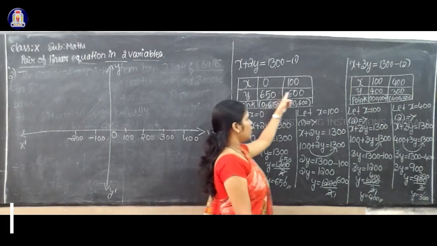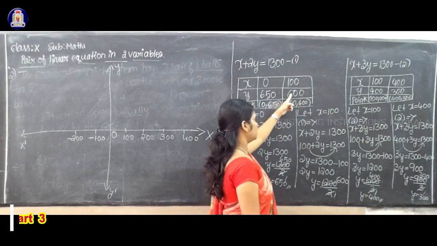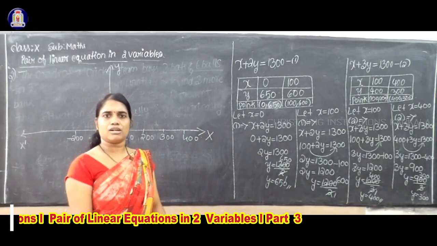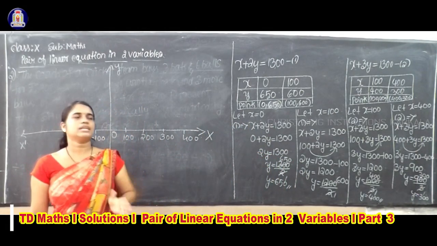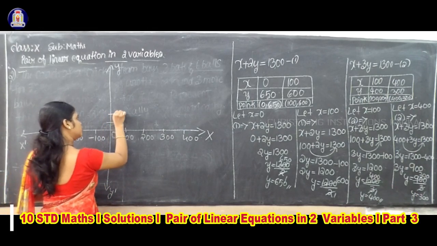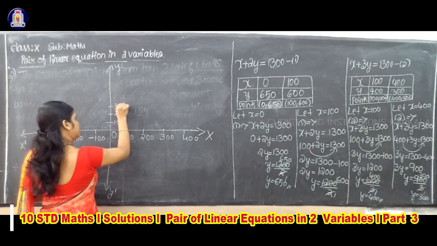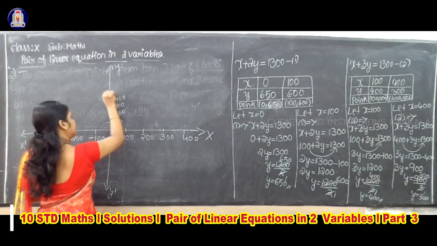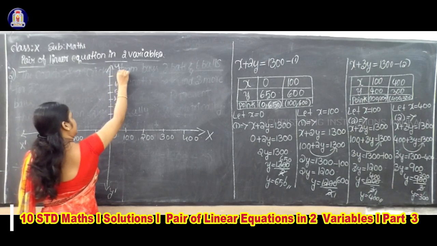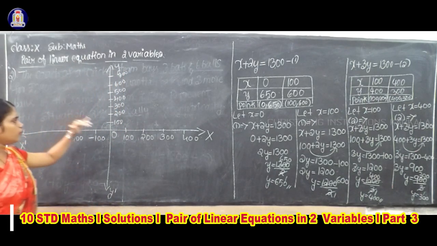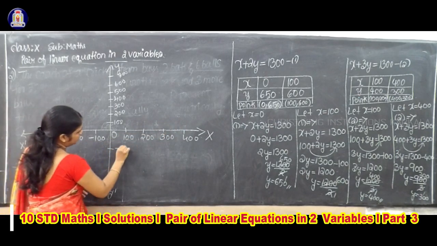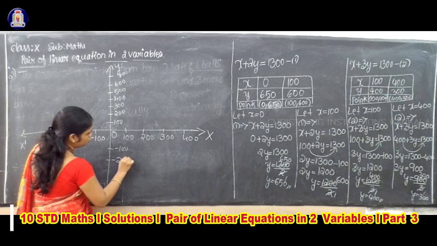So what about the points here on the y axis? 650, 600, 400, 300. So again I will consider on the y axis also 100, 200, 300 only. So this is 100, 200, 300, 400, 500, 600, 700. Next, negative y-axis, no point, so I will consider any 2 points, minus 100, minus 200.